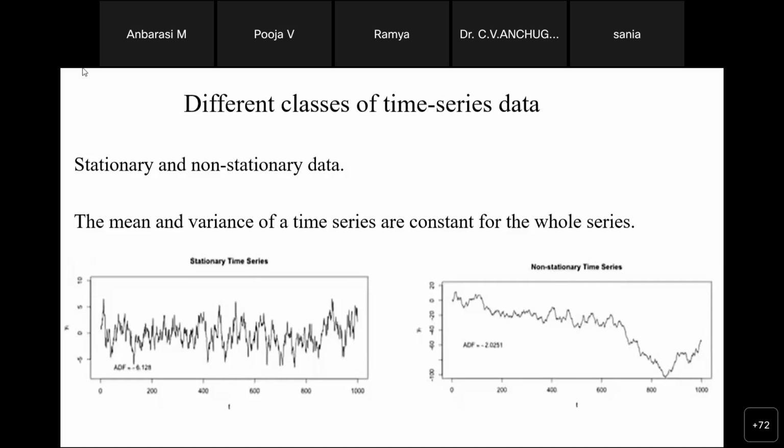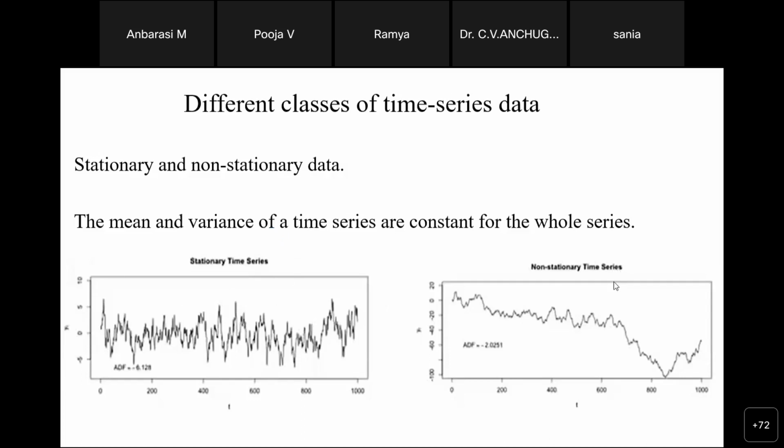For stationary data, the mean and the variance of the time series will always be constant for the whole series. You can have n number of values, but for all the values the mean and the variance will be the same. It will be fixed; you cannot see a difference. So that is what we call stationary data.